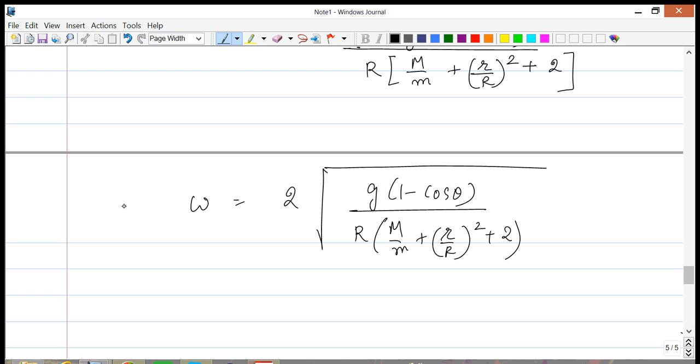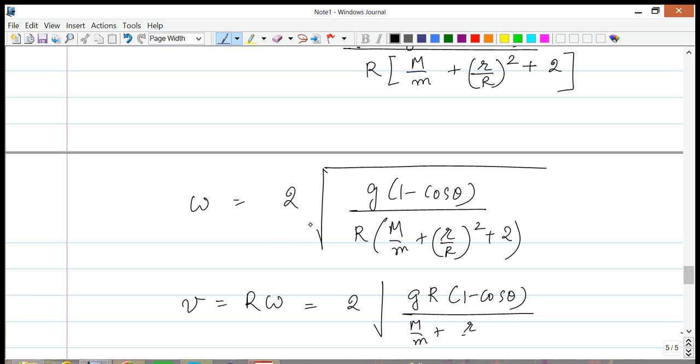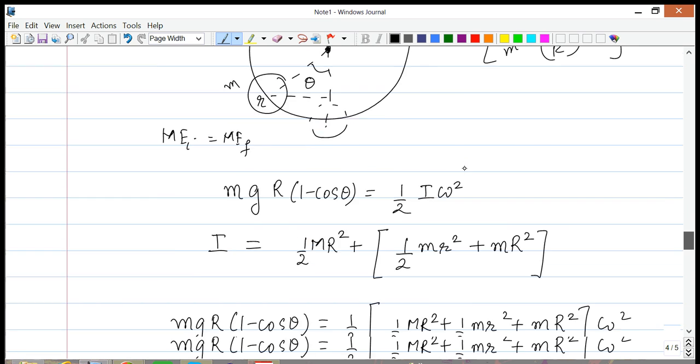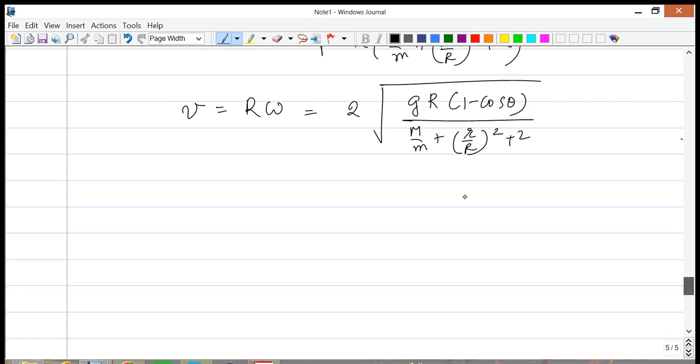Now it's asking for speed, and speed v is equal to R times omega, so it becomes 2, and when I take the R here, the denominator R and the root get cancelled. There's one extra R that's left, so I get gR times 1 minus cosine theta divided by m over m plus r over R, the whole squared, plus 2, which is exactly the expression that we wanted in the beginning. Okay, so this gives us the speed.